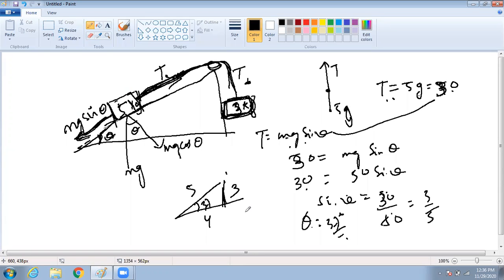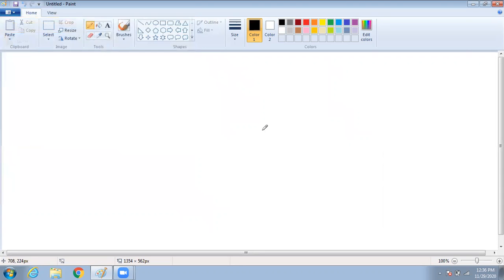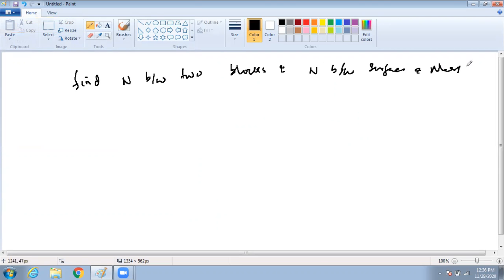Fine? Okay. Now we'll go ahead with the next topic or the next concept. The problem is, write down the question. Find n between two blocks and n between surface and mass m. What is n? Normal reaction. Yes or no, guys?